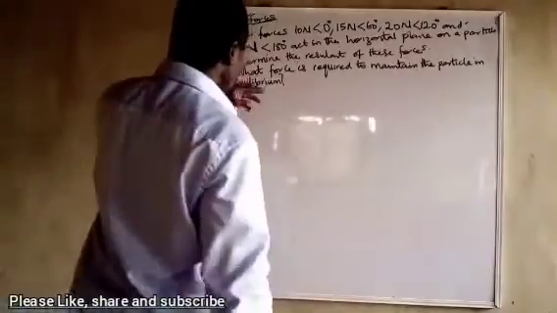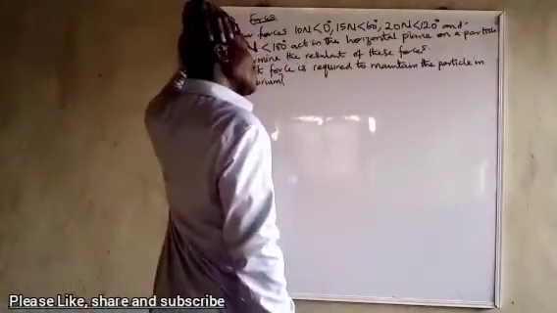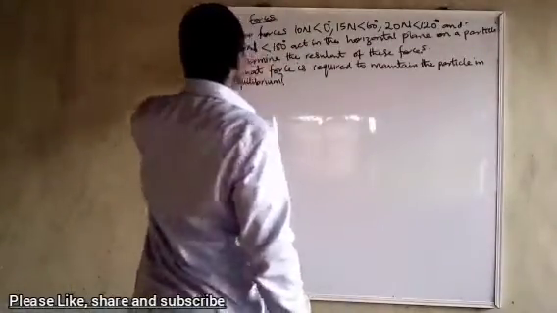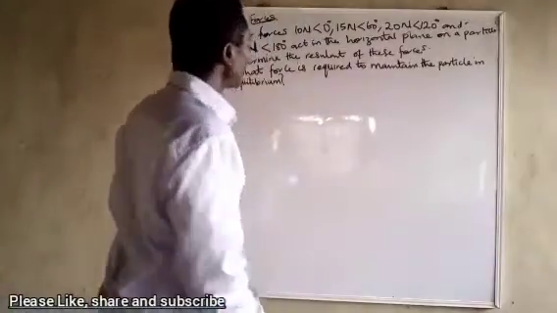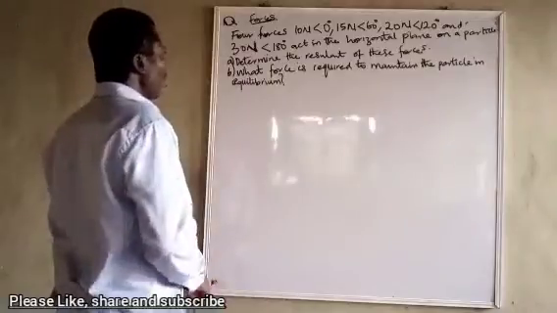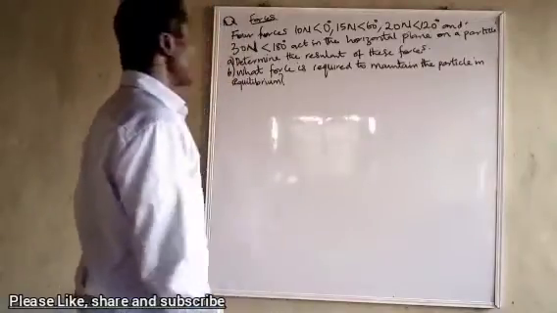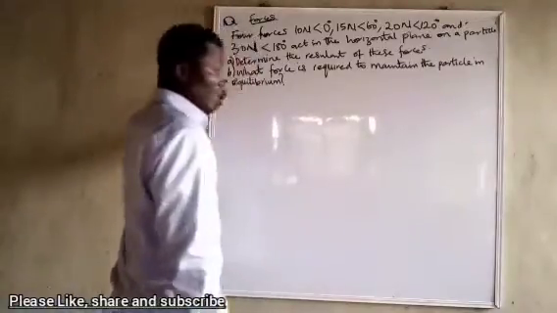Four forces: 10 Newton, 0 degrees, 15 Newton, 60 degrees, 20 Newton, 120 degrees, and 30 Newton, 180 degrees act in the horizontal plane on a particle. A. Determine the resultant of these forces. B. What force is required to maintain the particle in equilibrium? So in this case, they are asking for the equilibrium.